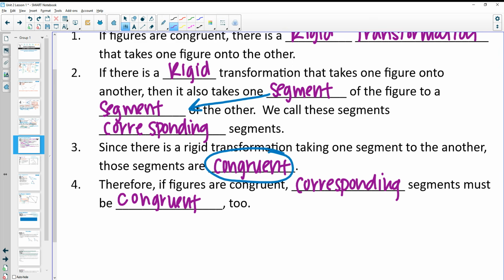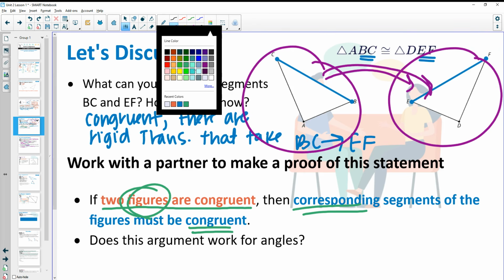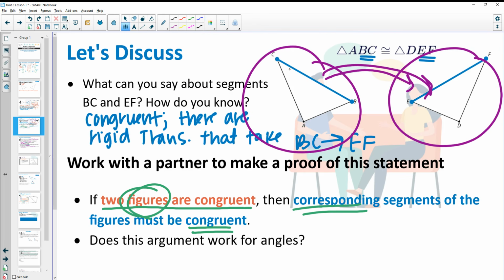Okay, so basically, if the figures are congruent, we know there's rigid motions that take the entire figure. So it takes this whole figure onto this one. And then similarly, that means it'll take the segments onto each other. So if the figures move onto each other through rigid motions, so do the segments. So therefore, the corresponding segments are congruent.